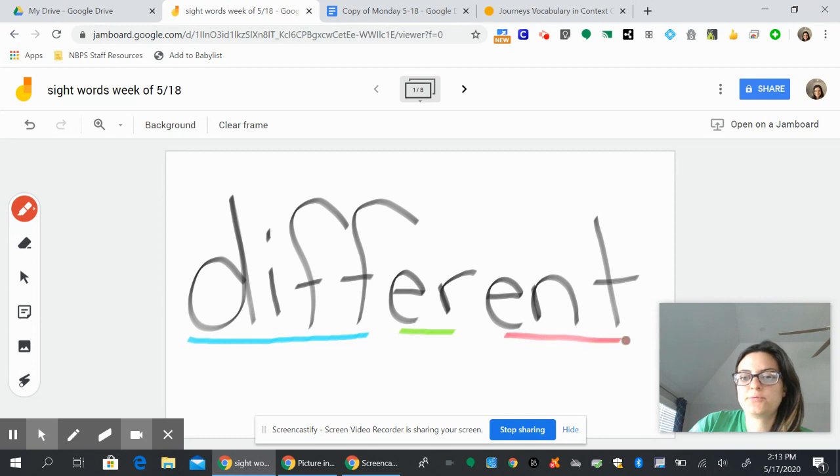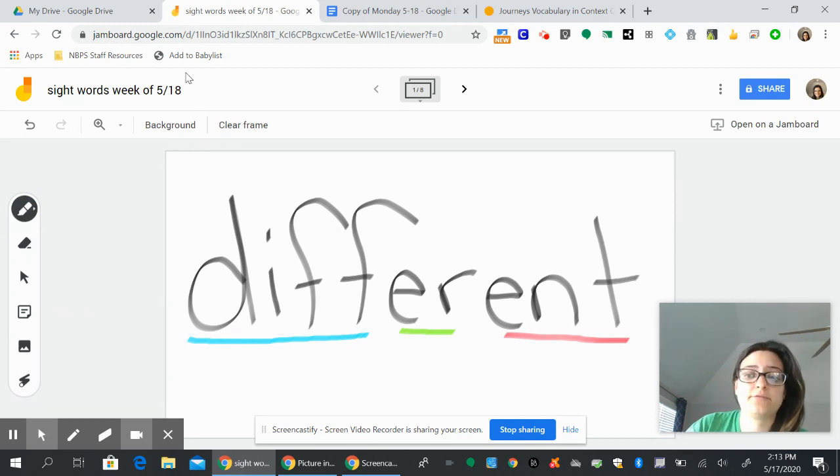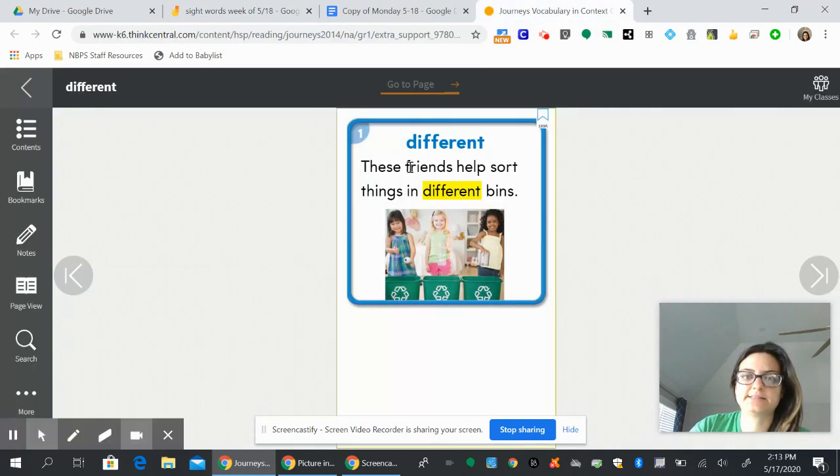So there's like 3 ways that we can break this word apart. Different. This is a very long word. So this is a word that we should be practicing every day. Let's count to see how many letters are in the word different. 1, 2, 3, 4, 5, 6, 7, 8, 9. So there's 9 letters in the word different. So that's tricky.